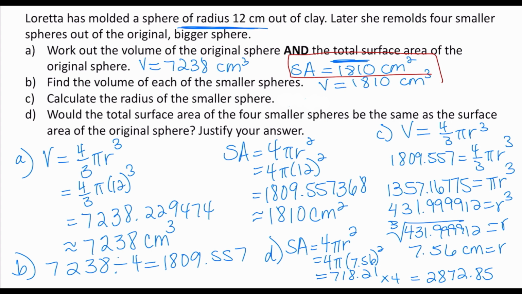Let's go back to the problem. In the original question, for part A, notice they asked us to find the surface area of one of those original spheres. And now when we find the surface area of the 4 smaller ones, this is going to be square centimeters, it is clear that these two are not equal to each other. The surface area of the 4 smaller spheres is greater than the surface area of the original sphere.